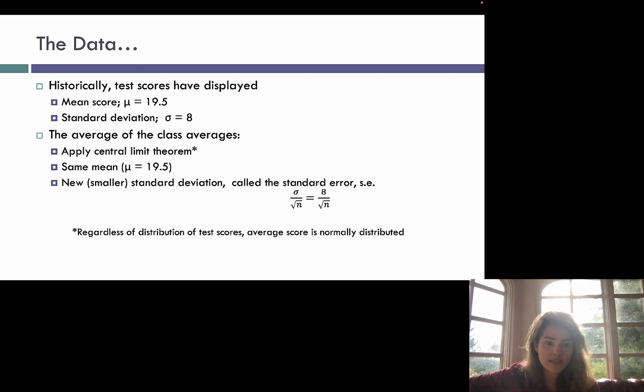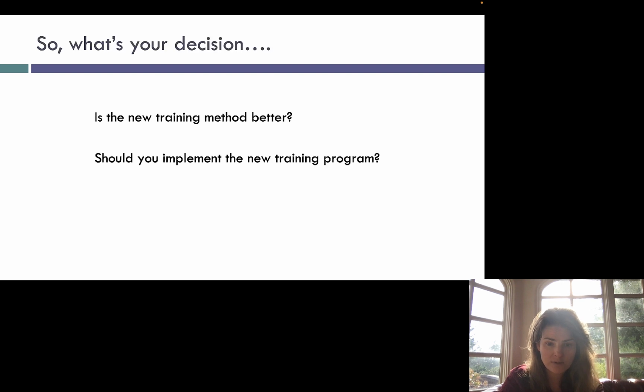The average of the class averages is going to have, right, using the central limit theorem, the same mean, about 19.5, and we're going to use a smaller standard deviation called the standard error. It's going to take that population standard deviation 8 and divide it by the square root of n, which is going to be our sample size. So when we go and get a sample that we're going to try to see if it's different, we'll use the sample size we get from that to see how spread out we expect our data to really be.